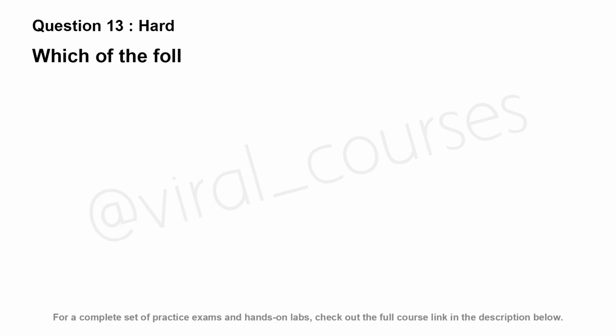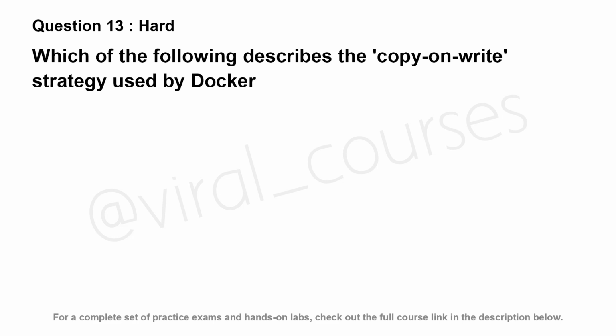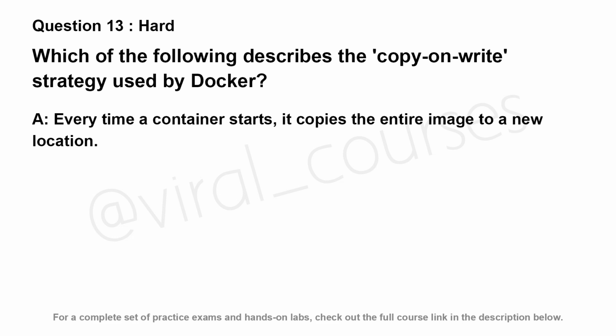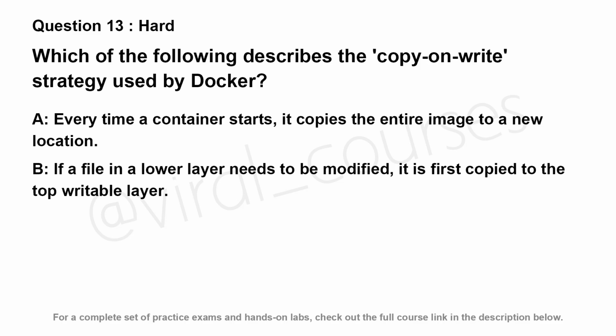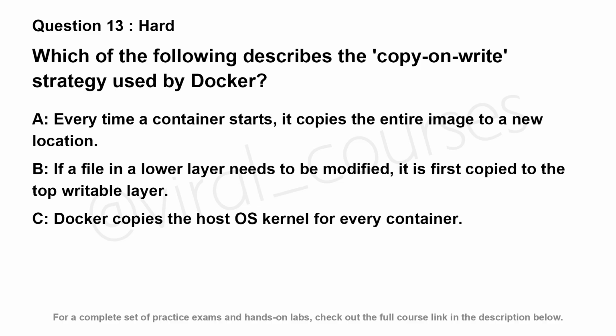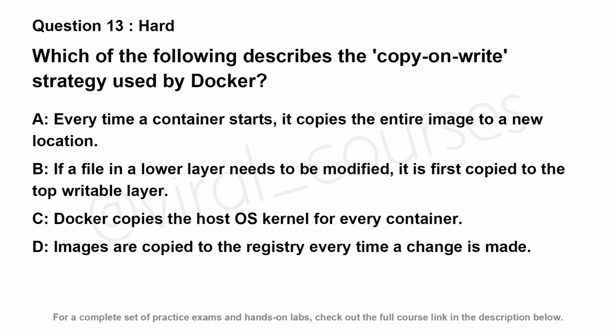Which of the following describes the copy-on-write strategy used by Docker? Option A. Every time a container starts, it copies the entire image to a new location. Option B. If a file in a lower layer needs to be modified, it is first copied to the top writable layer. Option C. Docker copies the host OS kernel for every container. Option D. Images are copied to the registry every time a change is made.